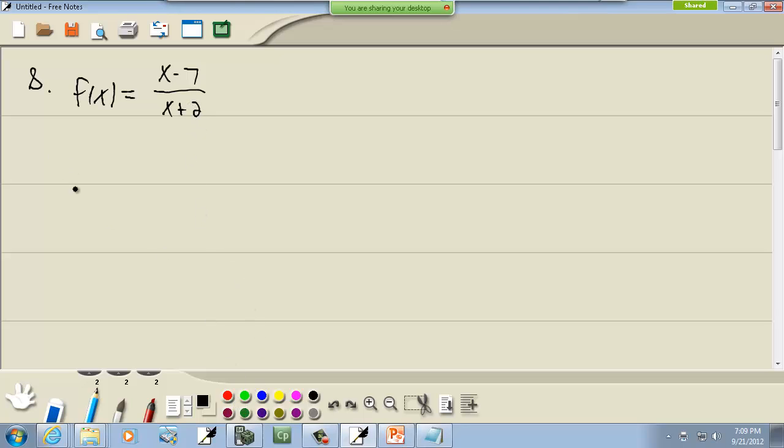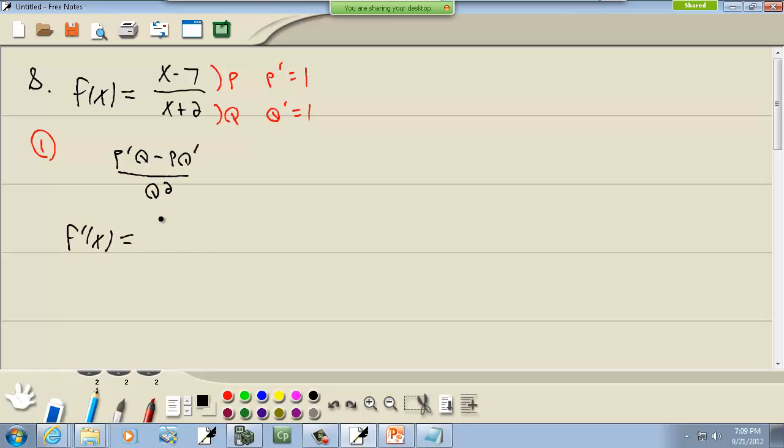Okay, so we're going to find a derivative. Well, this is the quotient rule. So this is p and this is q. So p prime will be 1 and q prime will be 1. Now our formula is p prime q minus p q prime over q squared. So we'll plug those in. P prime is 1, times q, which is x plus 2, minus p, which is x minus 7, times q prime, which is 1, over q squared.